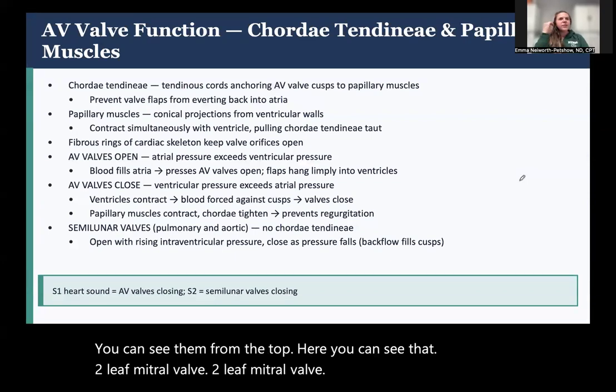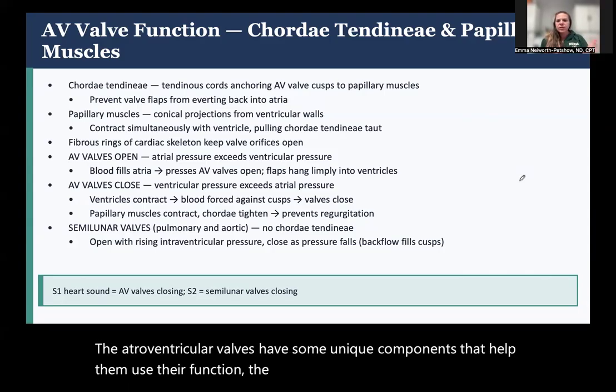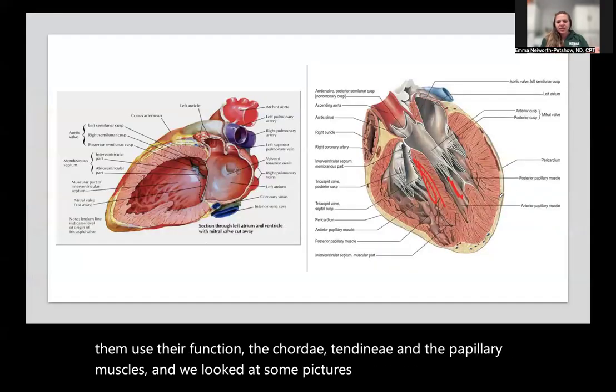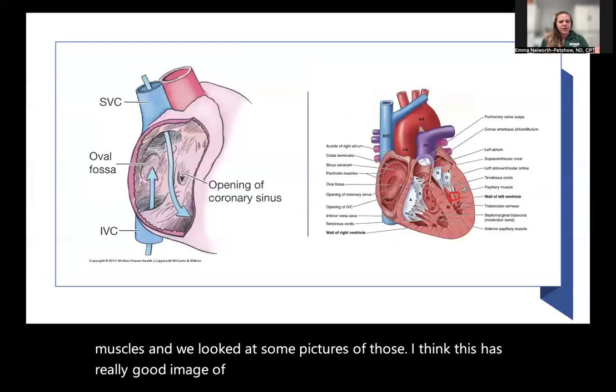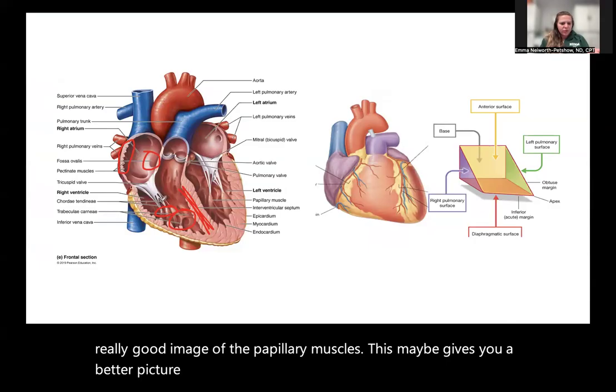The atrioventricular valves have some unique components that help their function, the chordae tendineae and the papillary muscles. And we looked at some pictures of those. I think this has a really good image of the papillary muscles. This maybe gives you a better picture here of the chordae tendineae, these tendinous components, and then the trabeculae carneae are over there.